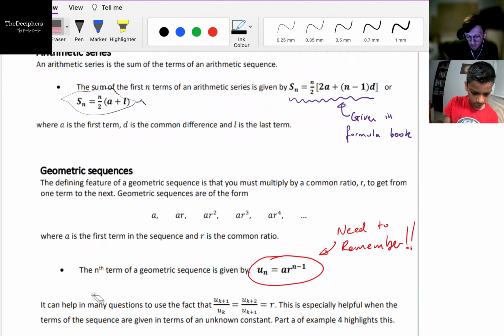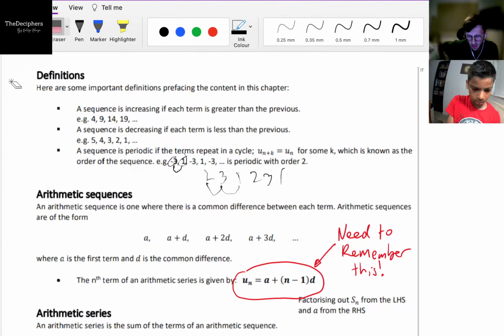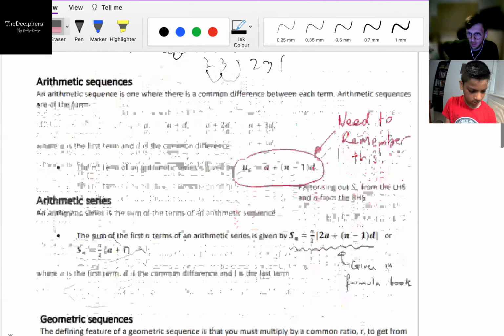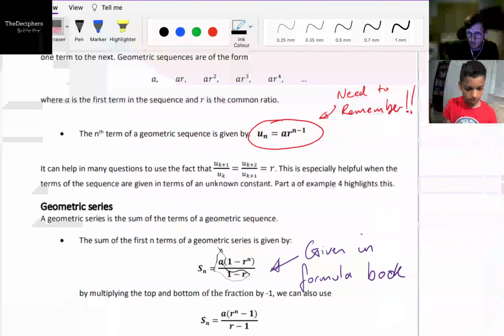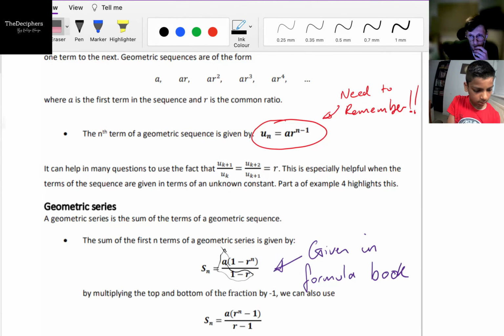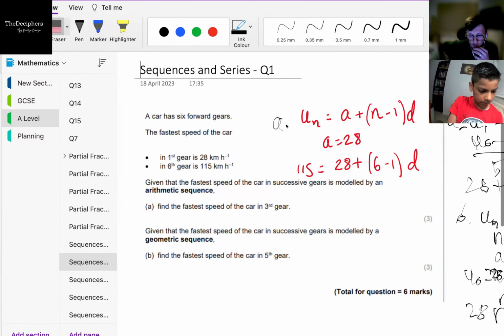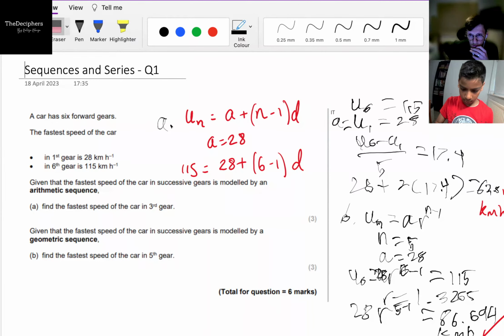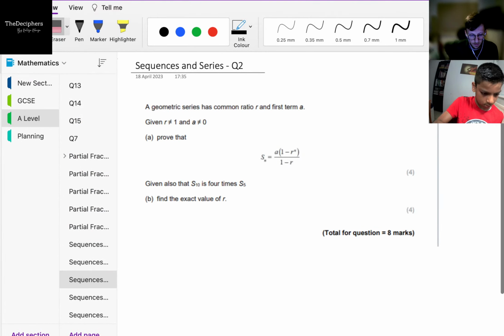I think you're confusing it with the S n formula for an arithmetic sequence there. We've got a geometric sequence, so we want a times r to the n minus 1. Yes. So a r to the n minus 1. Oops, I'm on the wrong question.